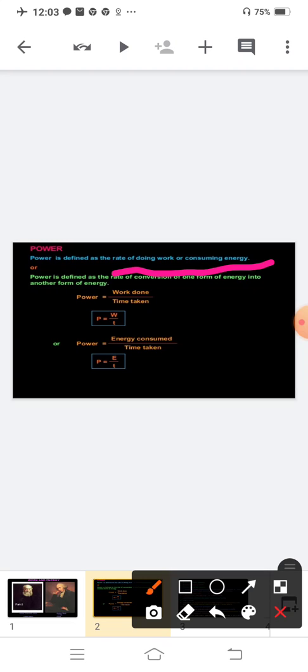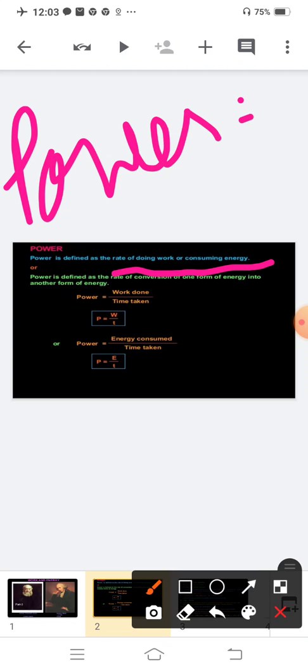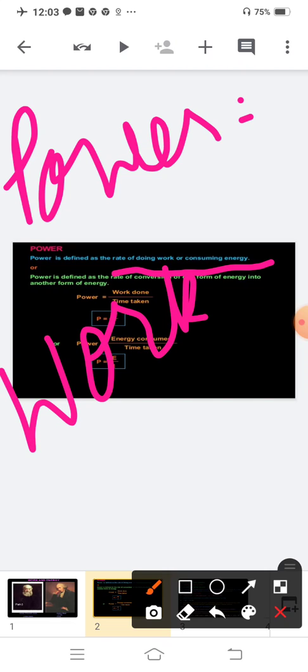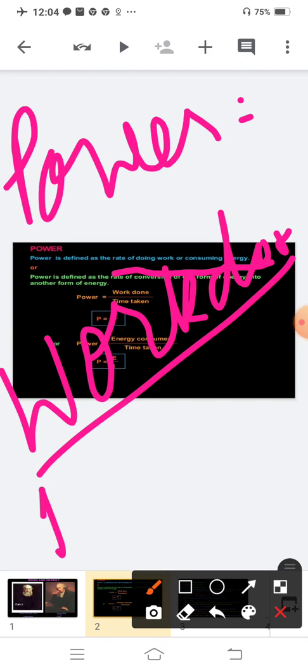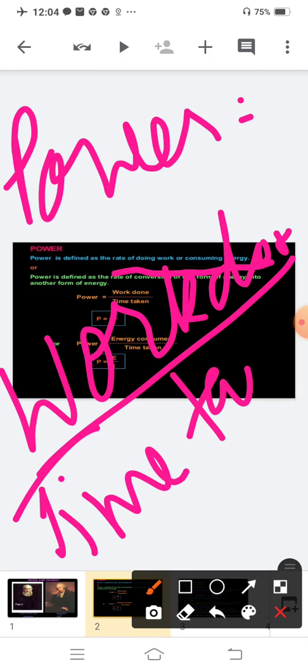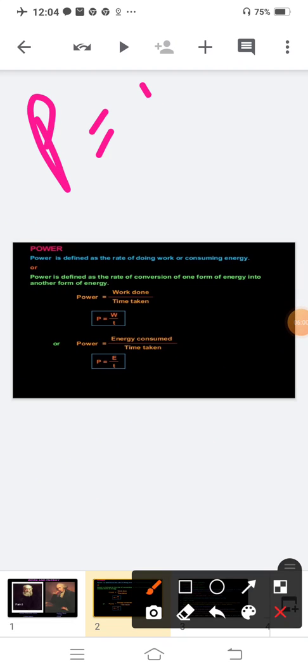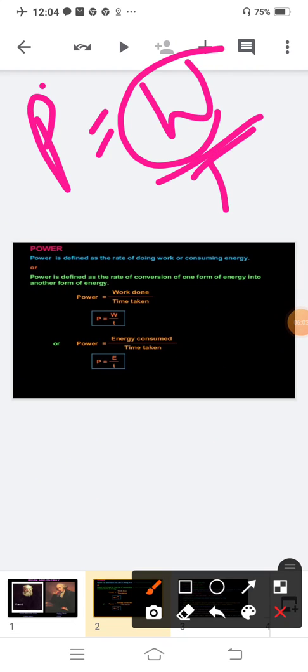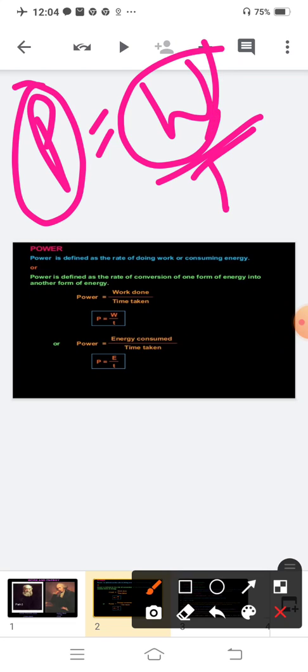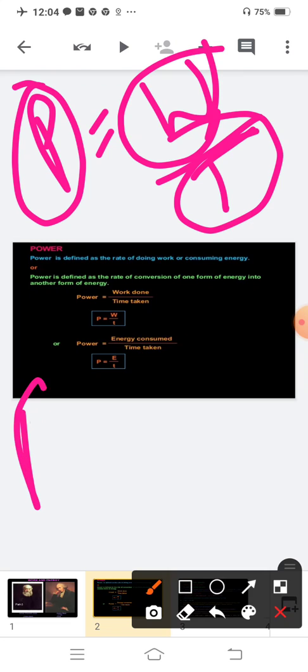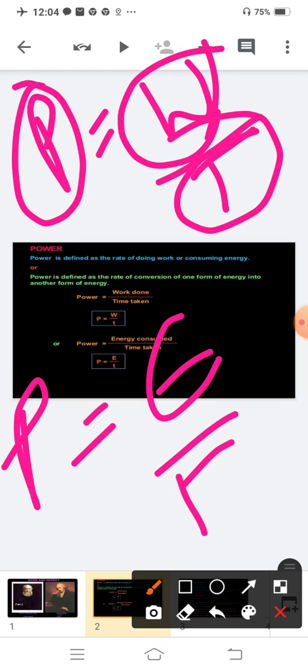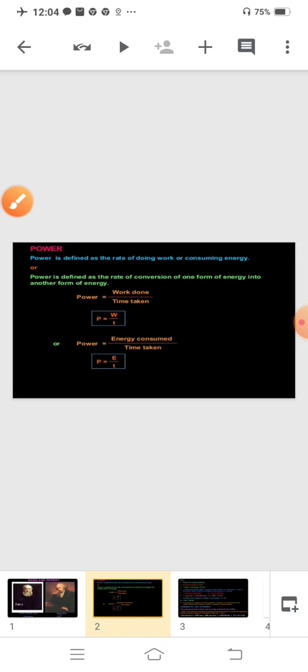So, the formula of power: power is equal to work done upon time taken. So P is equal to W upon T, where P stands for power, W stands for work done, and T stands for time taken. Clear? Or if you write in terms of energy, P is equal to E upon T, where E is the energy consumed and T is the time taken.